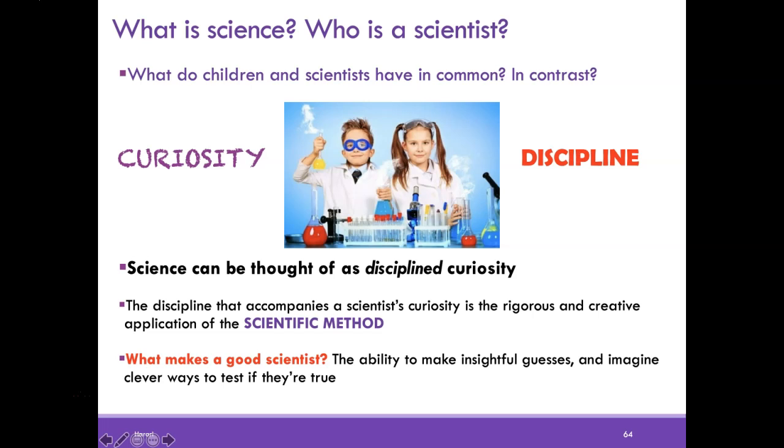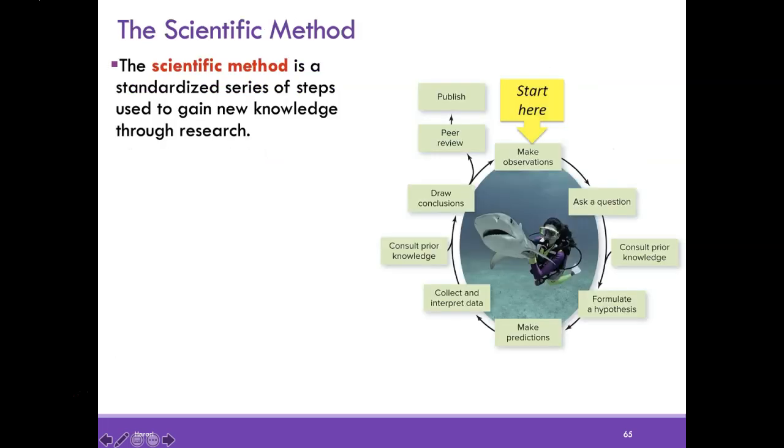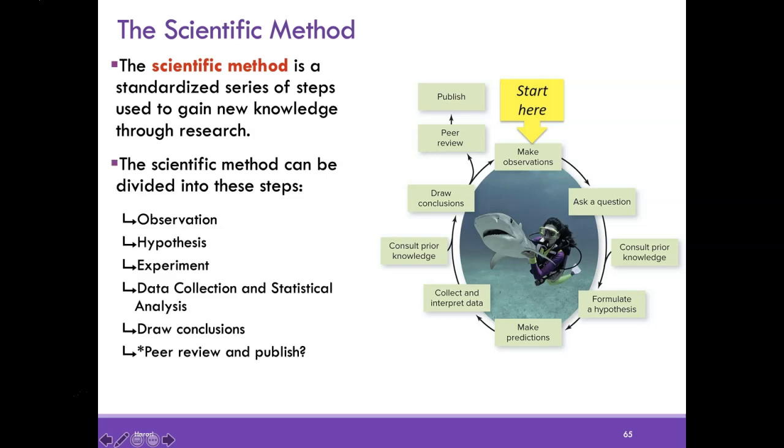You do science without even knowing it, right? You make guesses about things all the time and test them out, whether it's in cooking or in grooming. We do it all the time with our pets. But we'll talk about the scientific method as a standardized series of steps used to gain new knowledge through research. This is science's best friend, the scientific method, and it can be divided into these steps.